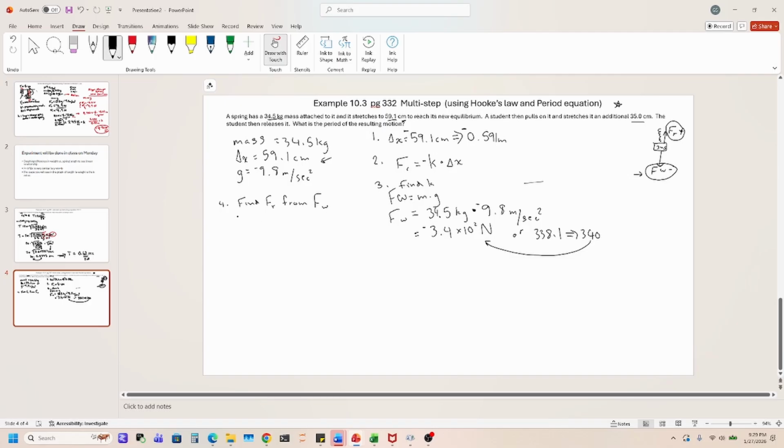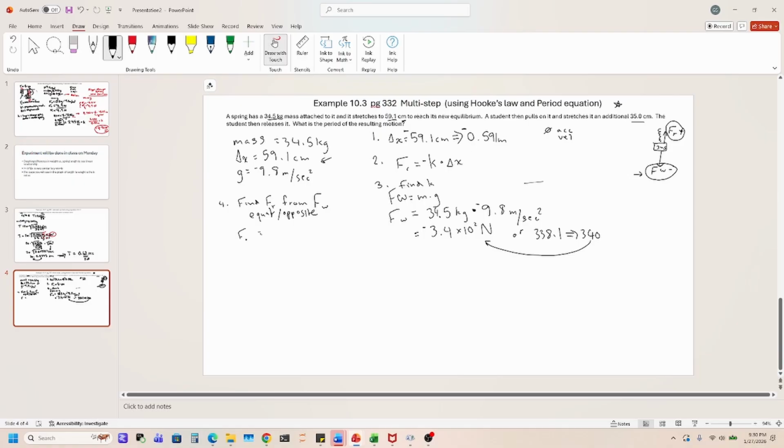Okay? Well, since we're at equilibrium, there's no acceleration or velocity. So we know that we're at the new equilibrium. Therefore, our restoration force is going to be equal and opposite of our weight force. Okay?